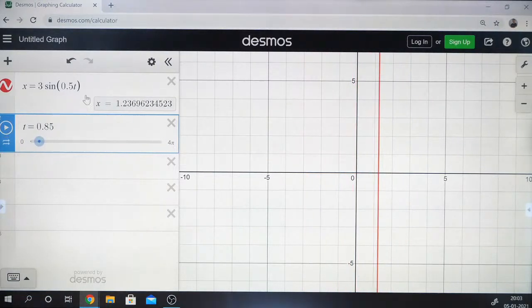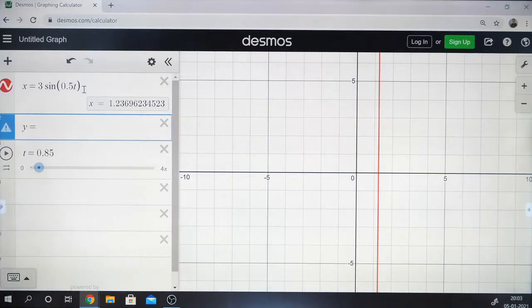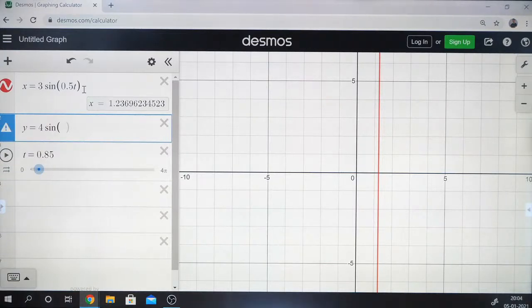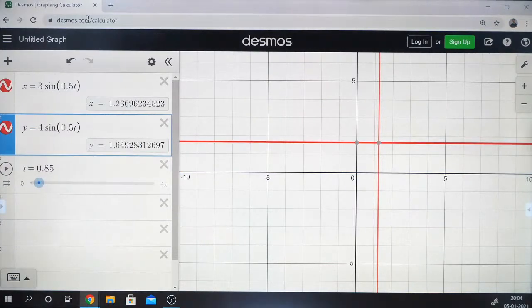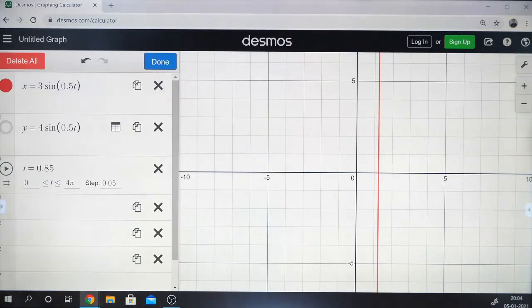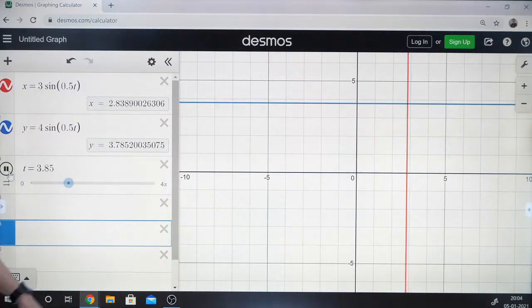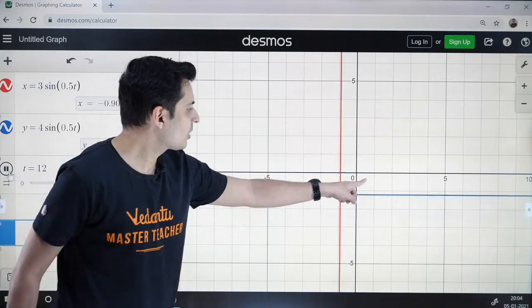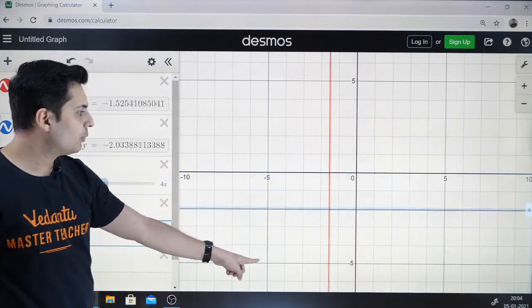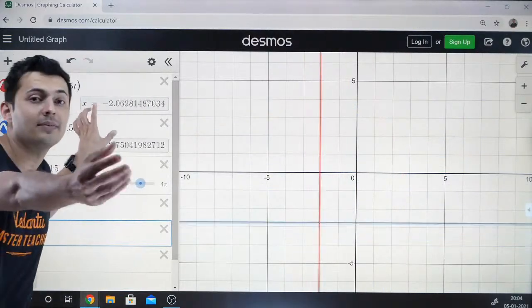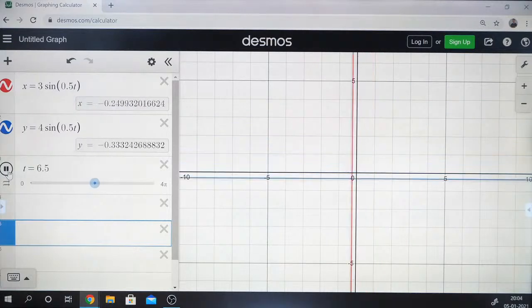Okay, great. Now, let me add y is equal to 4 sine 0.5t. Now observe, guys, this one is, let's say, blue. And now observe the resultant. Observe how their intersection moves. Is it not moving in a straight line? And why is it moving in a straight line? Because there is no phase difference between them.